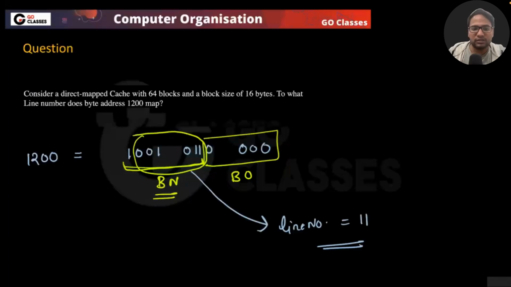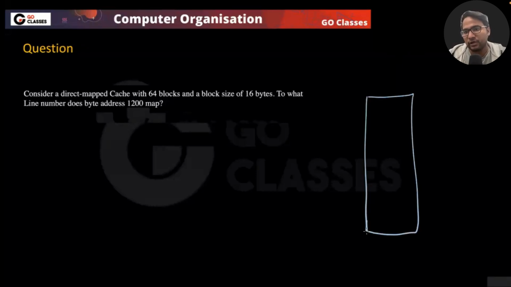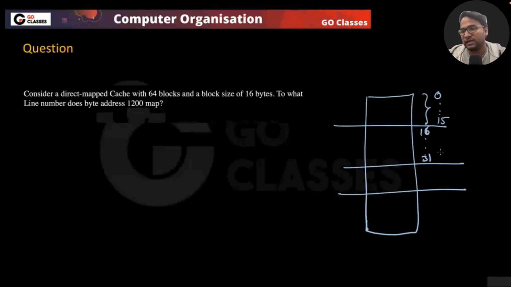Now let's do the same question using decimal, because my intention in putting this question is to see if you are comfortable in decimal also. See, they are saying there is a byte which is 1200 byte. Let's suppose this is the memory, and these are the 0th byte to 15th byte. These are the next 16 bytes, and so on.